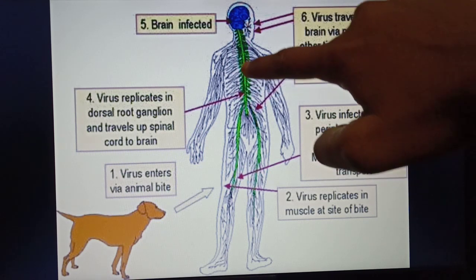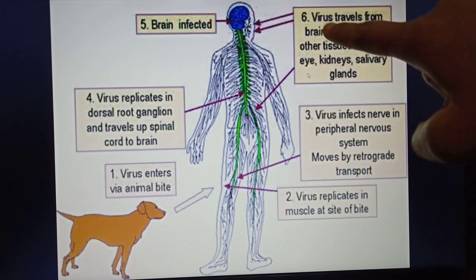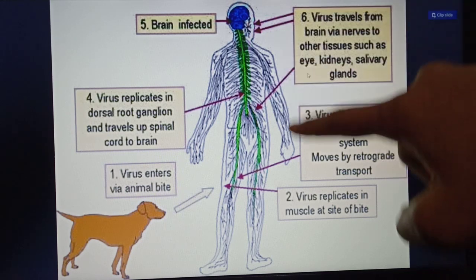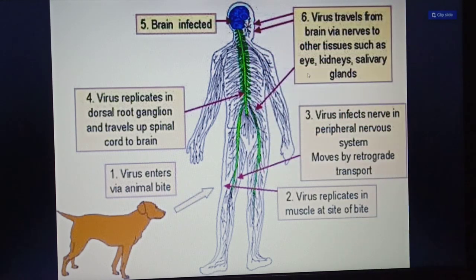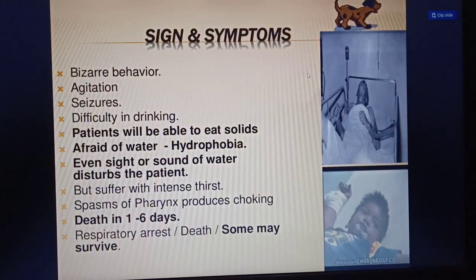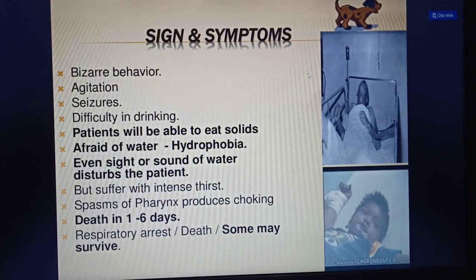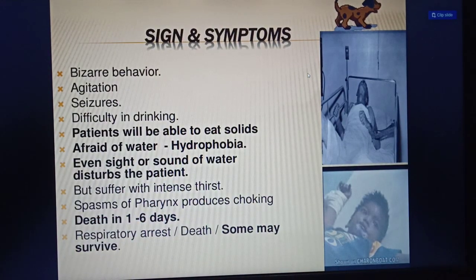So after that, the brain is infected, and the virus travels from the brain to the nervous system of the overall body, for example the eye, kidney, salivary glands. Full organ damage is going to be there due to the rabies virus. Okay, and signs and symptoms: you have seen bizarre behavior. Bizarre behavior means stubborn behavior, agitation, and seizures. Okay, convulsions. And difficulty in drinking water, and the patient will be able to eat solids only.